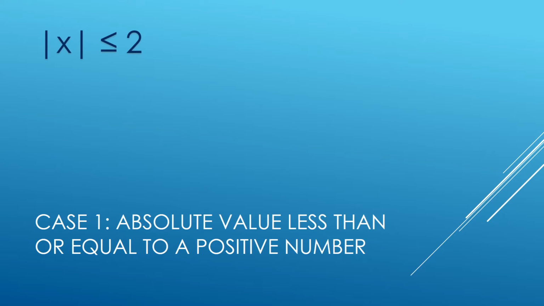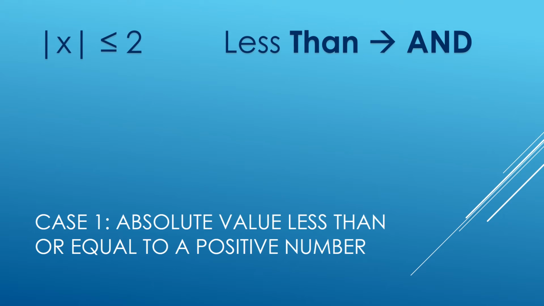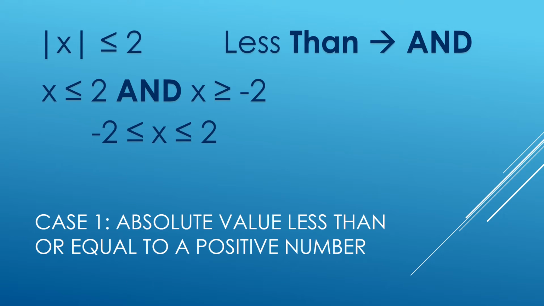Alright, this next example is also an example of case 1, but in this case we're going to use less than or equal to a positive number. Once again, less than sounds like and, we're going to take a look at our two inequalities. First one, x less than or equal to 2. I just dropped the absolute values and used the same inequality direction and the same number, 2. But in my second inequality, I changed the direction of the inequality and used the opposite of the number. So it's x greater than or equal to negative 2. In the compact notation, it's negative 2 less than or equal to x less than or equal to 2.